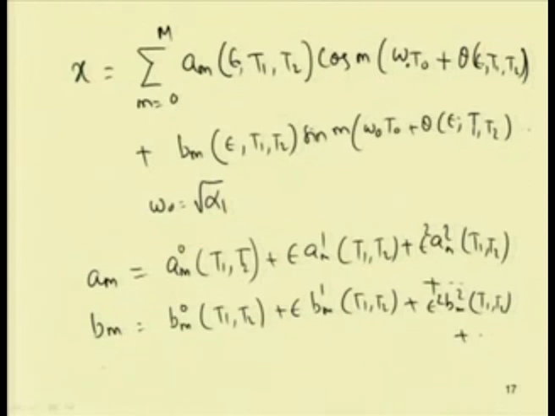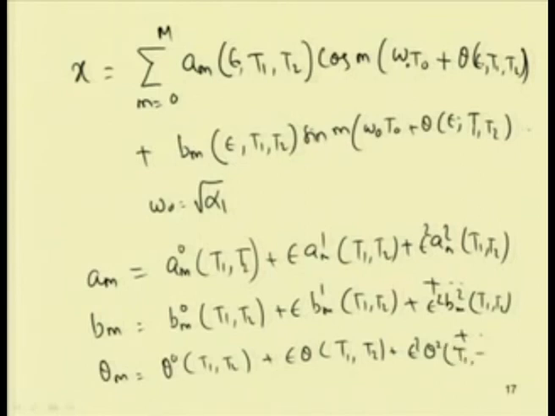Similarly, theta m can be written as theta 0 T1 T2 plus epsilon theta 1 T1 T2 plus epsilon square theta 2 T1 T2. So, in this way we have written this AM, BM and theta m by using this bookkeeping parameter epsilon.